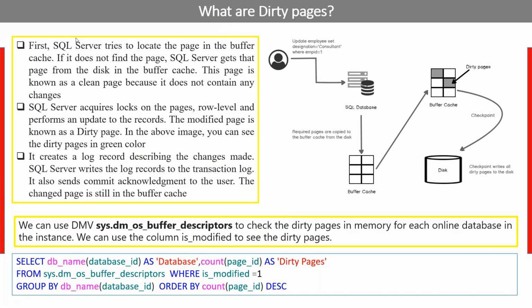Okay, sir. First, SQL Server tries to allocate the pages in the buffer cache. If it does not find the page, SQL Server gets those pages from the disk into the buffer cache. That is what I explained to you, right, sir? SQL Server will first go to the data cache and verify whether any pages are available. If no pages are available, it will get the pages from the disk and place them into the buffer. The page is now called a clean page because it does not contain any changes.